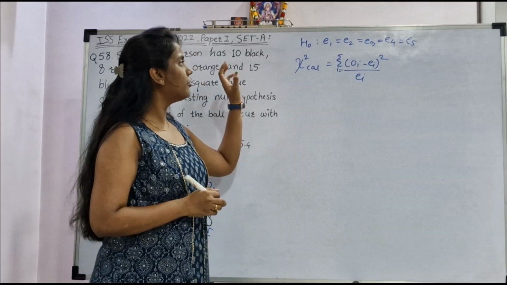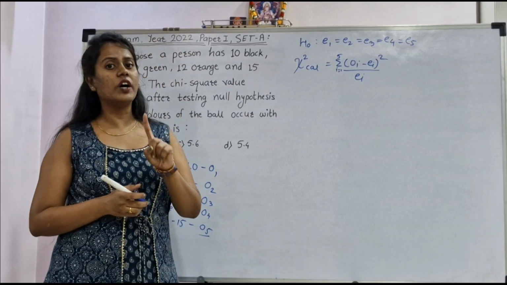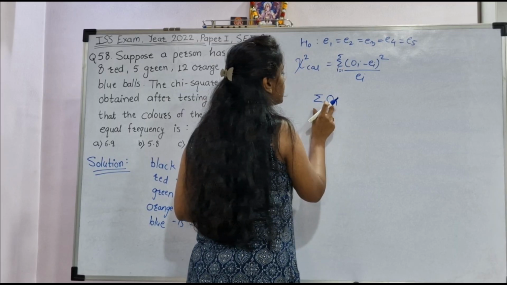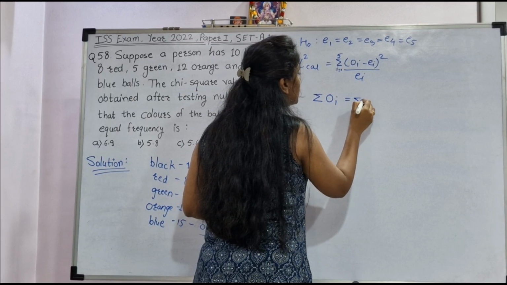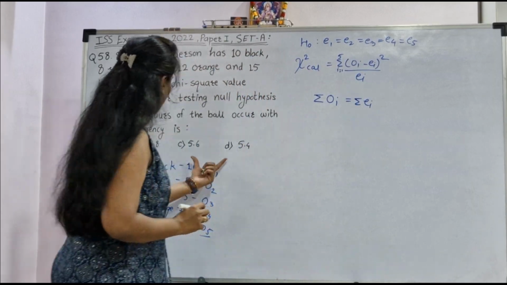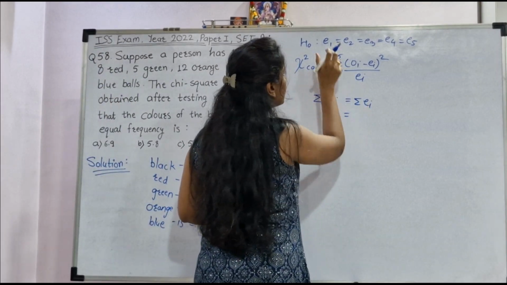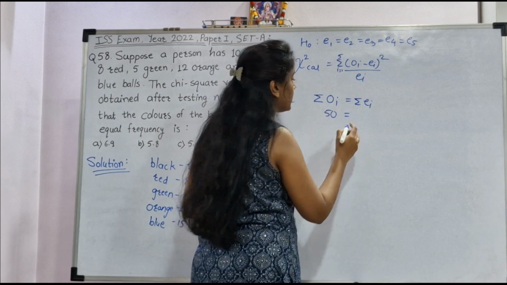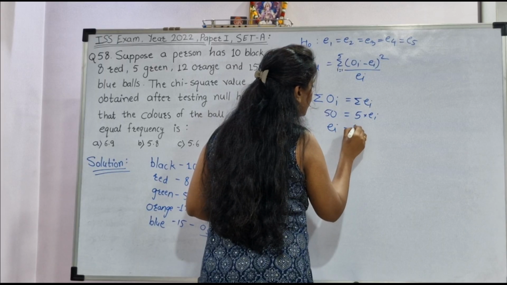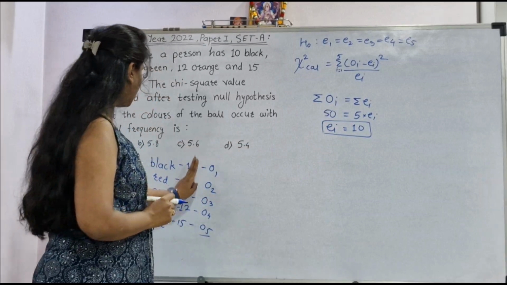So we know that when we are discussing chi-square test of goodness of fit, there is one linearity constraint, and under the linearity constraint we write summation Oi equals summation Ei. Okay. So now if we add all these observed values, we will get 50, and here all values are equal under H0, right? So we can write 5 into Ei. So value of Ei will be 10.